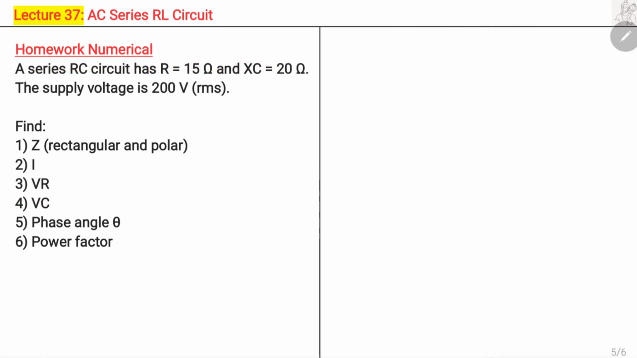Using these concepts, try to solve this problem in which an RC series circuit is given. We have resistance 15 ohms, XC is equal to 20 ohms, and the supply voltage is 200 volts, and you have to find out all these values. So try to solve this problem and post your answers in the comment box.